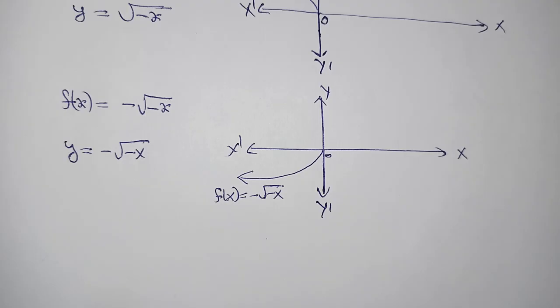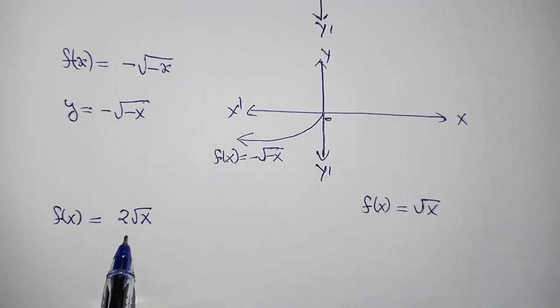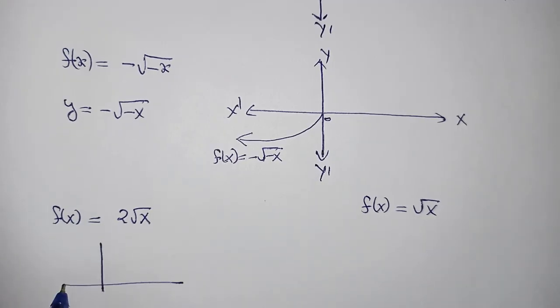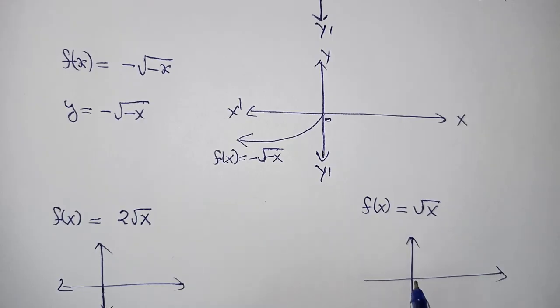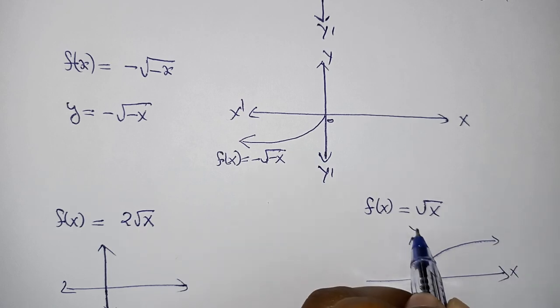And how to scale up? So suppose we have f of x equal 2 times square root x and f of x equal square root x. So we are just scaling up by 2 here, and here is the same function. For this, the sign is positive, so it will be in the first quadrant. So first of all, make this the same as we have taken previously, and this is the x-axis, this is y.